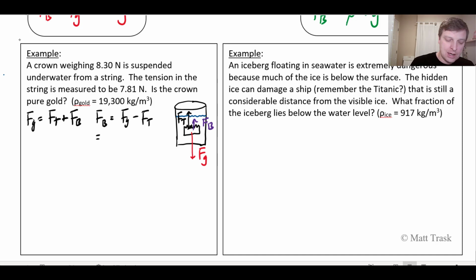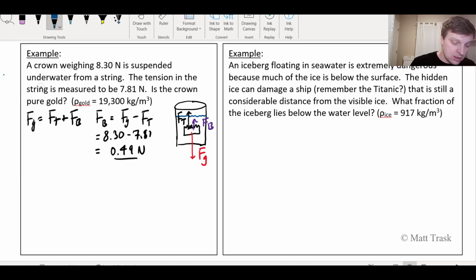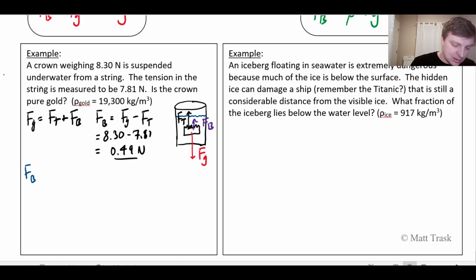Okay, so I've got 8.30 minus 7.81. So my buoyancy force is 0.49 newtons. Okay, so that's my buoyancy force. And now what I can say is, okay, so the buoyancy force we know is equal to rho Vg.